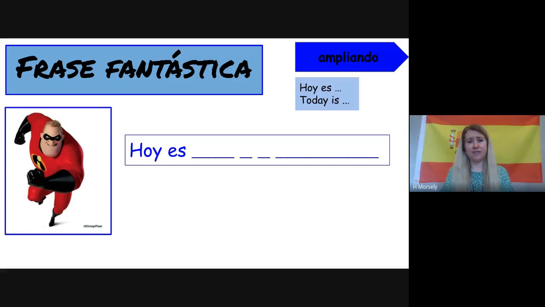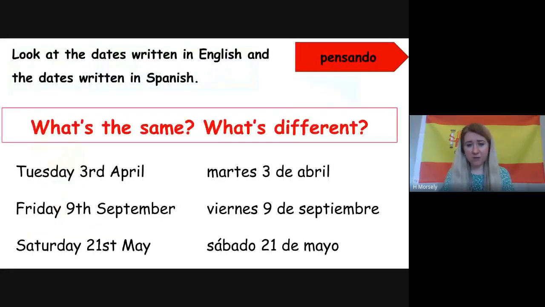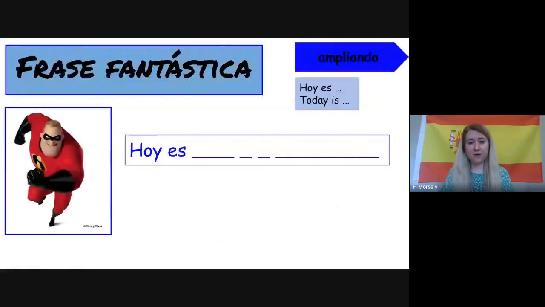So remember, we need the day and the date and the month. So it's day, number, day, and then the month. So if we go back to the previous slide, we notice it says the day of the week, then the number, and then we have the preposition de, and then the month. So moving forwards, hoy es, I need today's day, the date, so the number, day of the month, and then the month itself. So pause it while you have a go. And when you're ready, we will have a look at what today's date is.